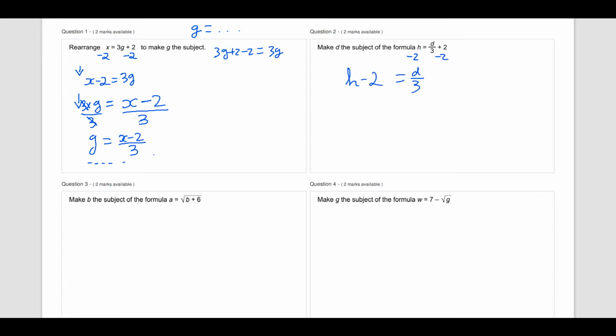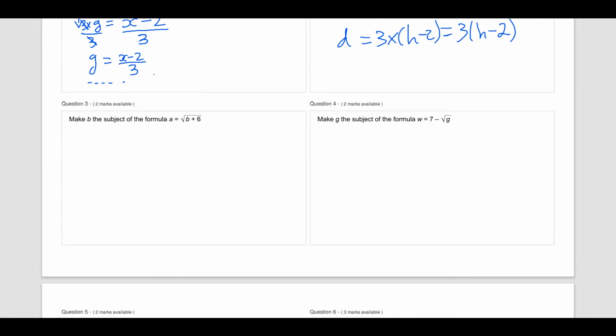I'm then going to multiply both sides by 3, because that will leave me with d. Because obviously, if I times d over 3 by 3, the 3's cancel out. And if I times one side by 3, I've got to times the other side by 3. So I end up with d is equal to 3 times h minus 2, which I can just leave as 3 bracket h minus 2.